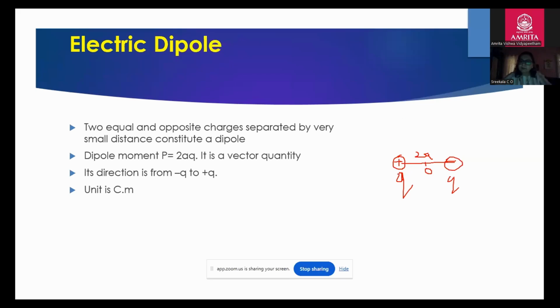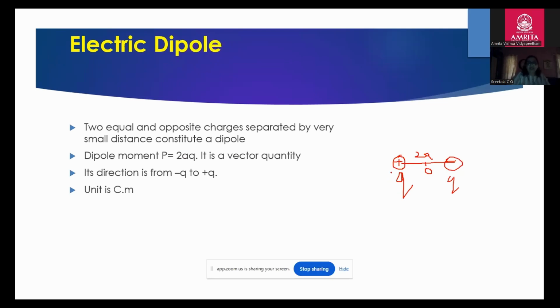Okay, so these charges plus q and minus q separated by a distance 2a, that is called a dipole. And this dipole moment is a physical quantity which represents a dipole. Dipole moment is represented by the letter P and is equal to 2aq. That is one of the charges into the distance between the charges. The distance between the charges is 2a. So one of the charges into the distance between the charges will give the dipole moment, P is equal to 2aq.